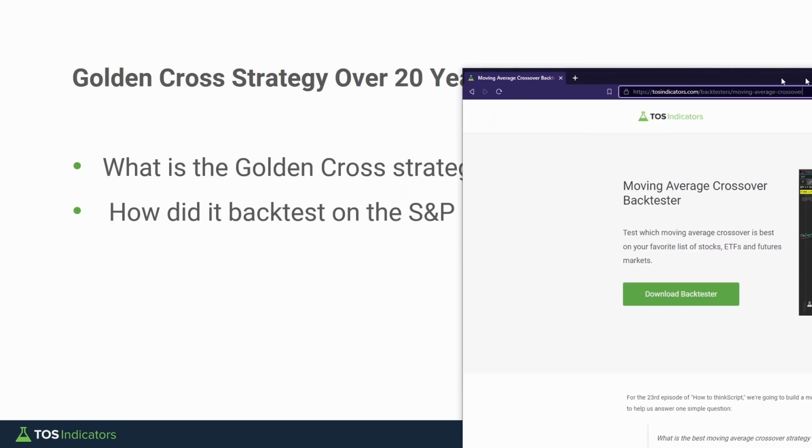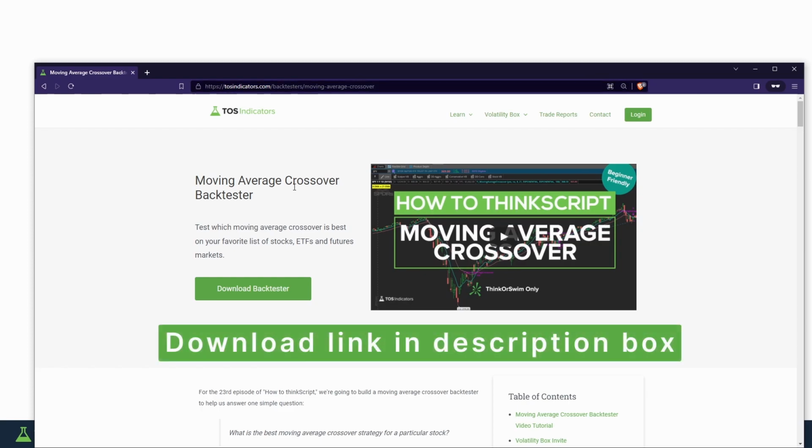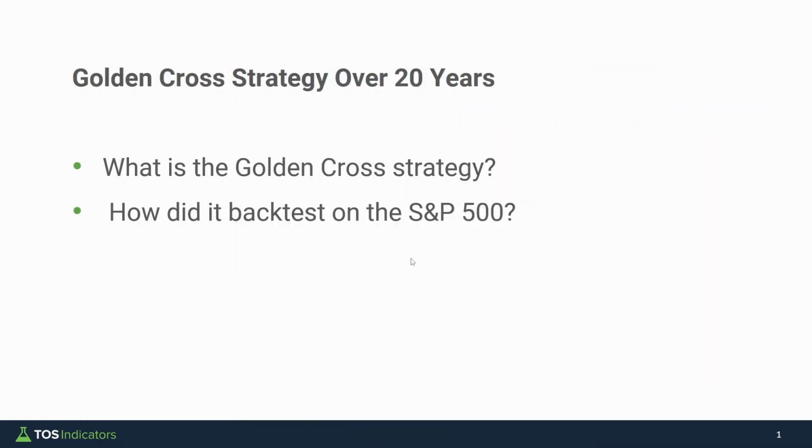We'll be using our free moving average crossover backtester to run this backtest and go through the results together. I'll leave a link to download this backtester in the description box below. It's a completely free download, so you can download it and follow along in markets, not just the S&P 500, but also the personal ones that you care to run this backtest on.